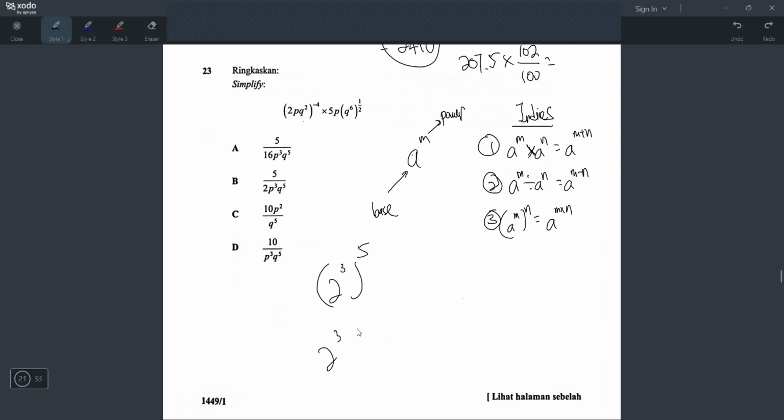Macam tu. Okay, let's erase this. Okay, what is the next one? The next one is when power negative.